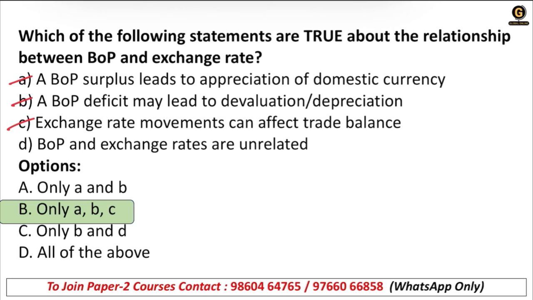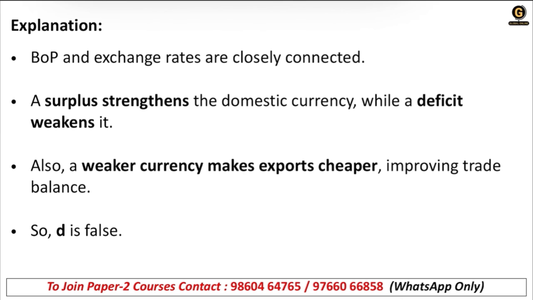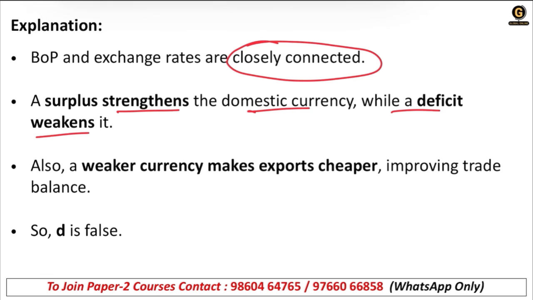BOP and exchange rates are unrelated, right? These are related, it's not unrelated. See, BOP and exchange rates are closely connected. There is a big connection between these two. When exchange rates or currency appreciation or depreciation is happening, it will directly affect the BOP. A surplus strengthens a domestic currency while a deficit weakens it. Correct. Also, a weaker currency makes exports cheaper, improving trade balance. Right. And D is false.